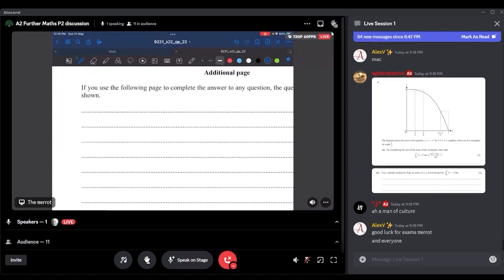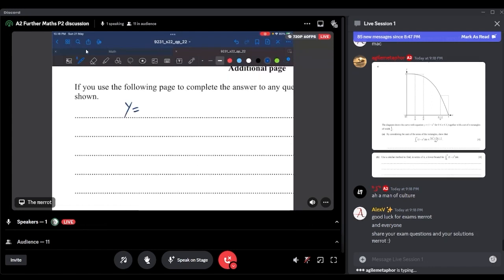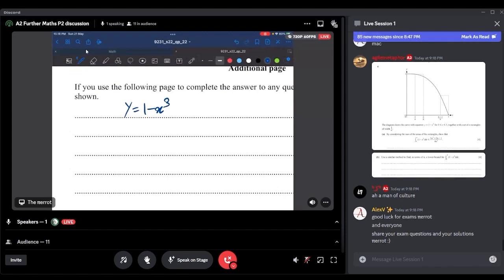So let's do this question now. The diagram shows the curve with equation y is equal to 1 minus x cubed, for x ranging from 0 to 1, together with a set of n rectangles of width 1 over n.